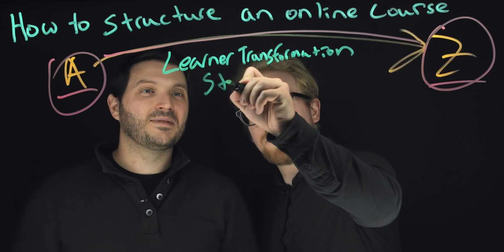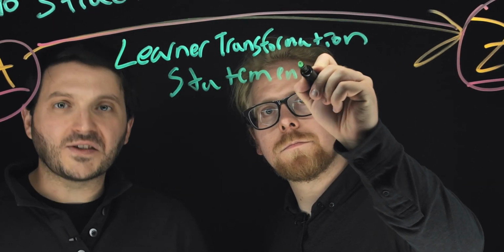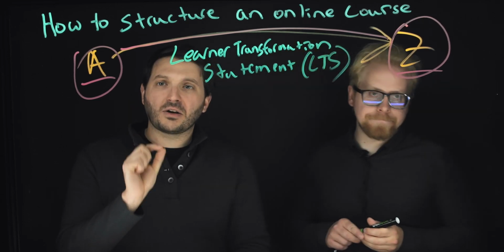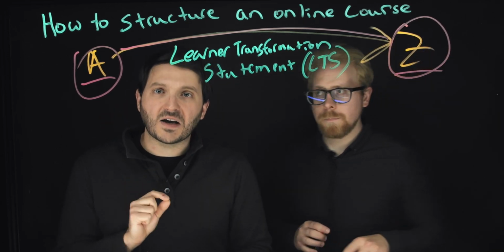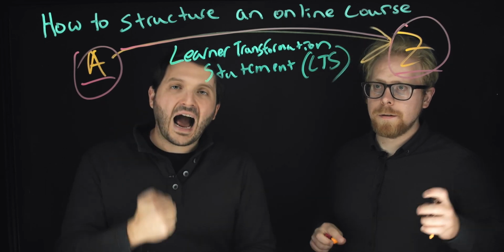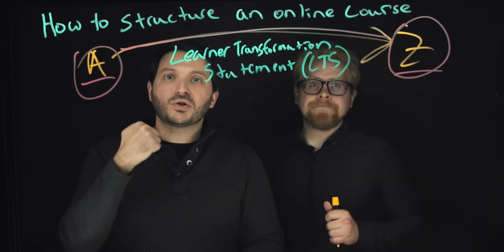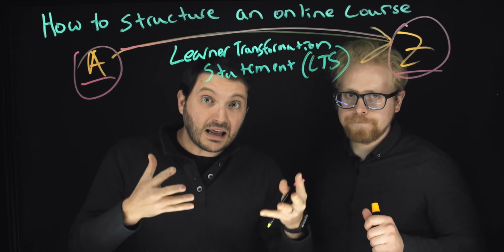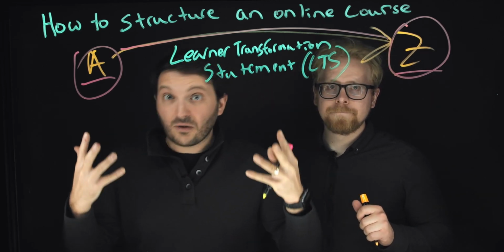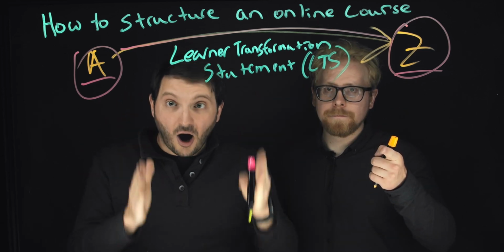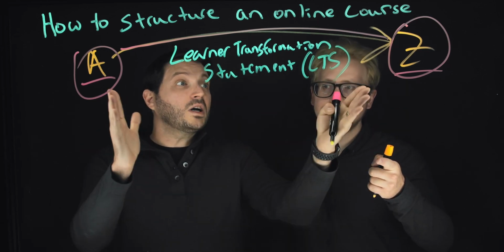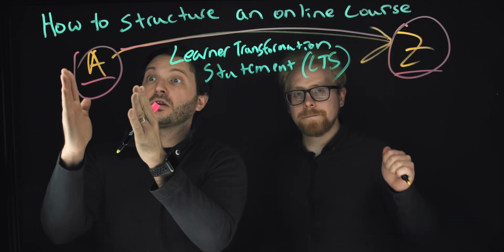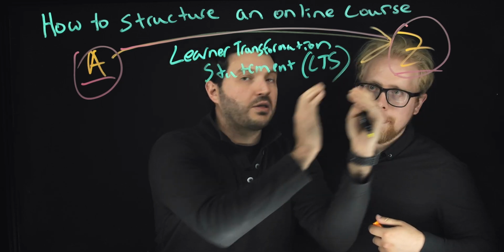transformation statement. The LTS. The reason why we absolutely love the LTS and why, in order to structure your online course, you need to start with your LTS is because it gives you direction on how you're going to create your course so your learners transform. One of the biggest problems with online courses is that people just develop content and like spaghetti, they throw it against the wall, hoping and seeing what sticks. That is not how you create an online course. You need to figure out what transformation after taking your course, how your learners are going to transform. Before taking your course, they're here, and after taking your course, they're there.